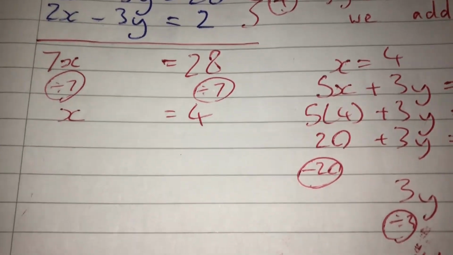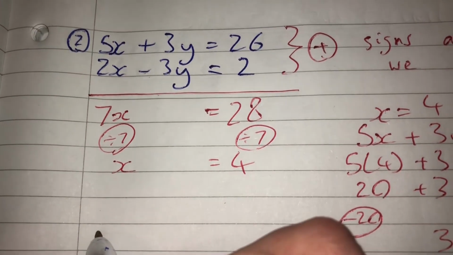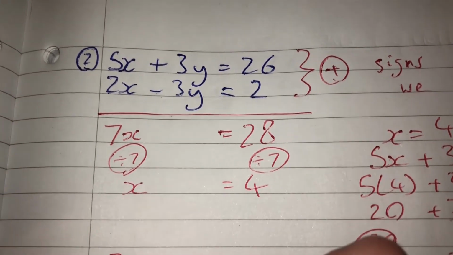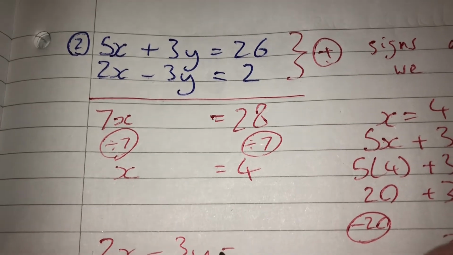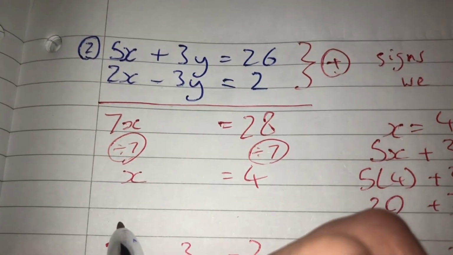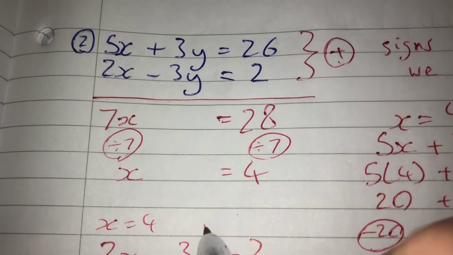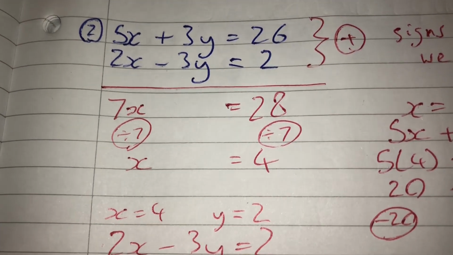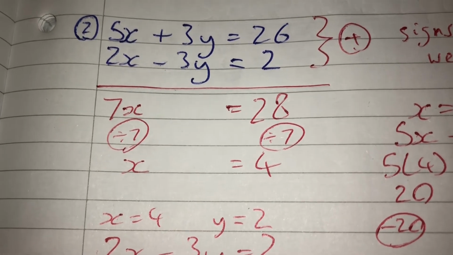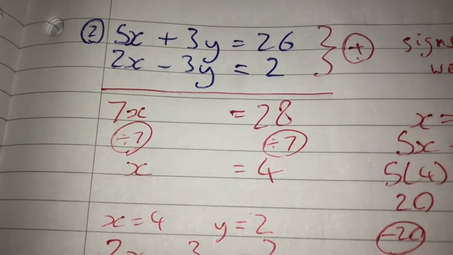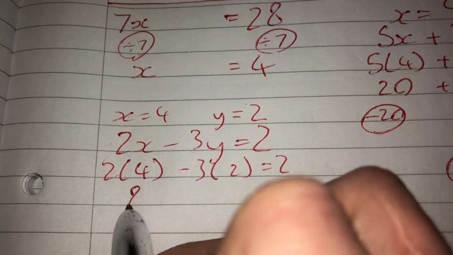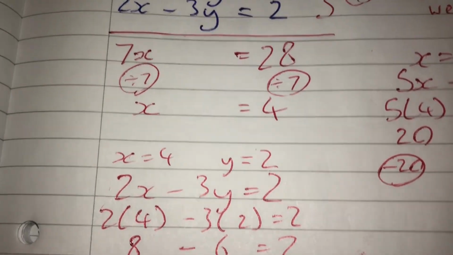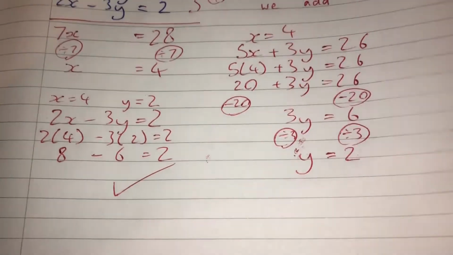Okay. Now again, I would substitute in, and I'll do this one more time just to show you. So I'm going to use 2x minus 3y equals 2. That was my second equation. x equals 4, y equals 2. So I get 2 times 4 minus 3 times 2 should equal 2. 2 times 4 is 8. 3 times 2 is 6, and that does in fact give me 2. So that is just me checking my answer, and I can tell that it is correct.